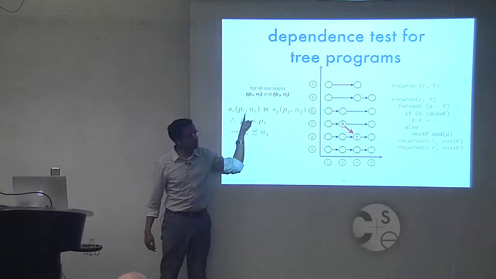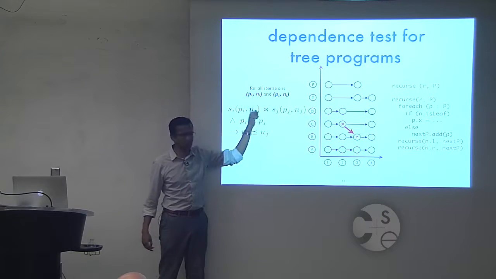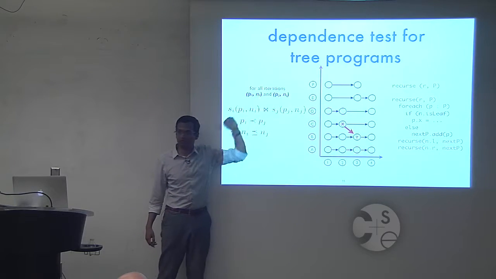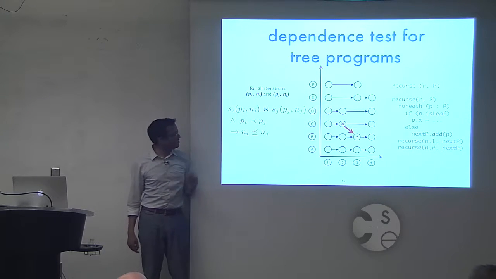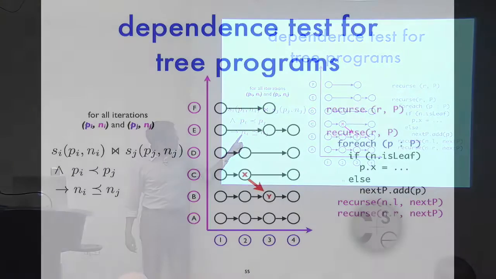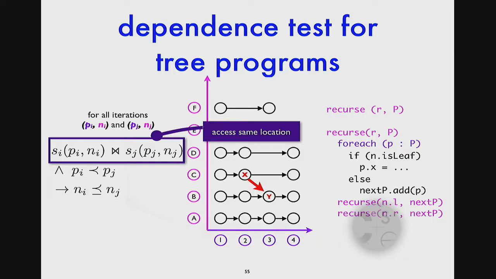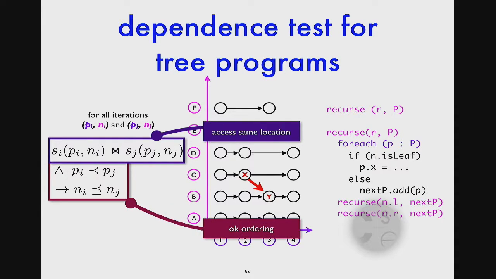That if there's a dependence between the two iterations, so this is just some notation to say there's some dependence between the two iterations, and point I happened before point J, this is fine as long as node I happened before node J in the traversal order. Okay, so every time they access the same location, the ordering is okay. As long as this is true for all pairs of iterations, changing the order using point blocking is safe. I won't break any dependencies.